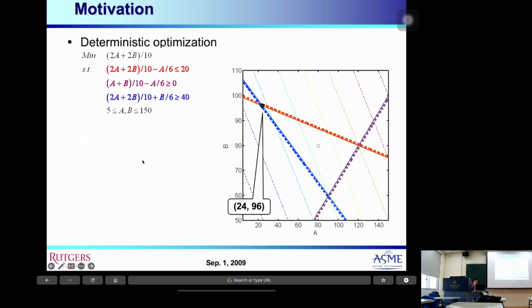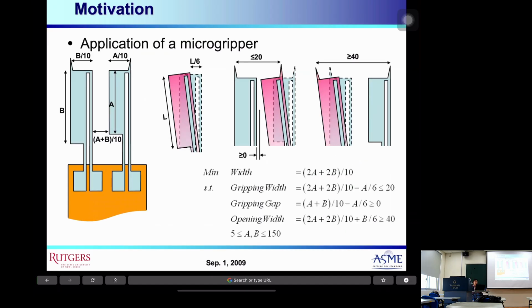Okay? And within this region is the so-called feasible space. All the solutions inside this triangle satisfy the constraints, but at this particular corner, it has the smallest function value. So that was the solution for this particular simple linear problem.